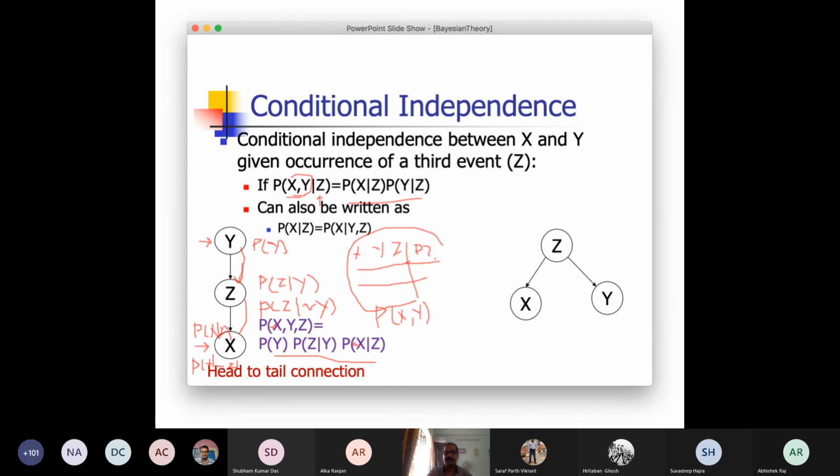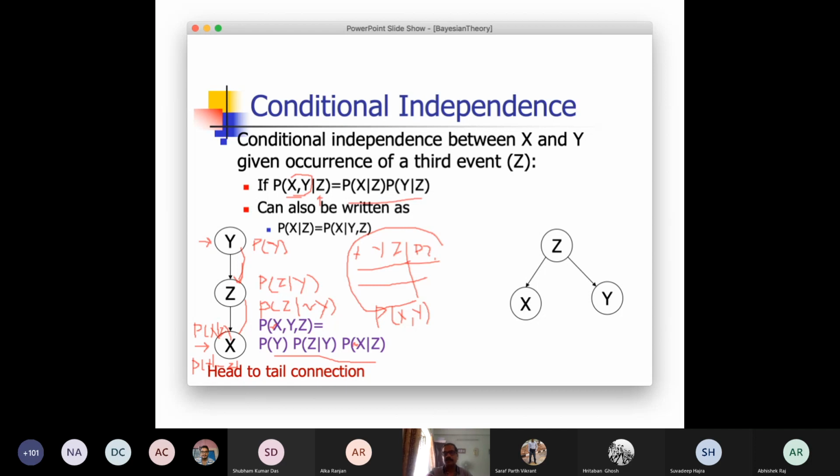Let us consider the other topology for your better understanding. In this topology, once again, you see that this is different from the previous one. Here, x and y are both dependent on z, but x and y, given z, are not dependent like head-to-tail connections. They are dependent in this fashion, for which there is a name. I'll come to that.